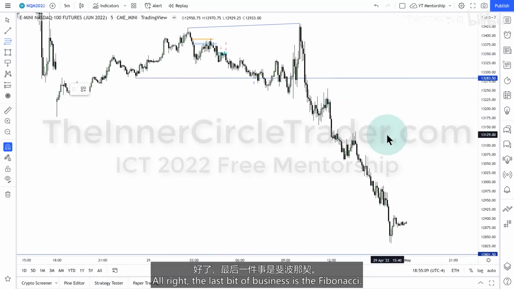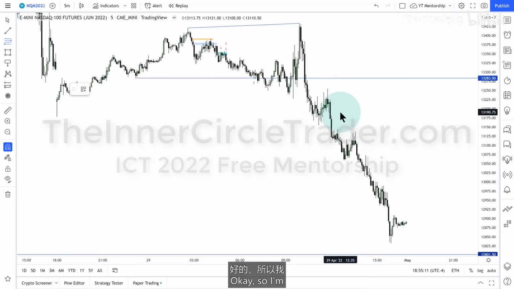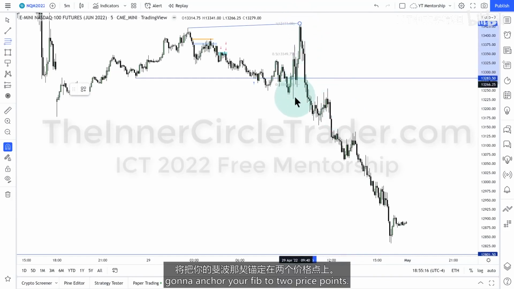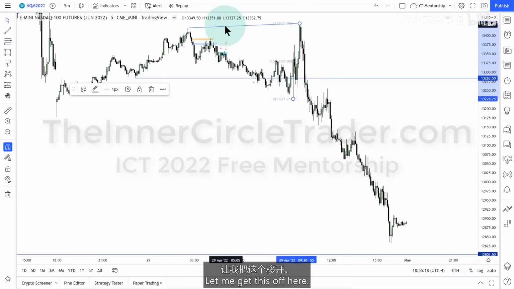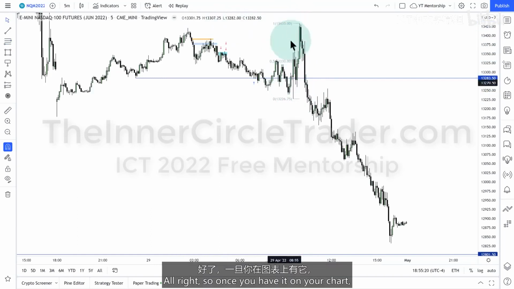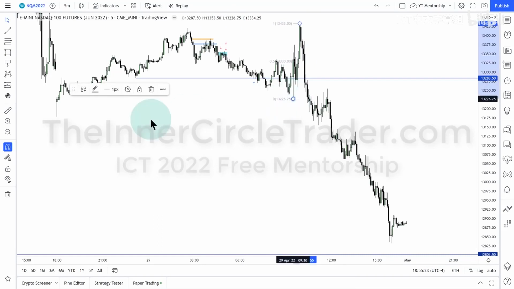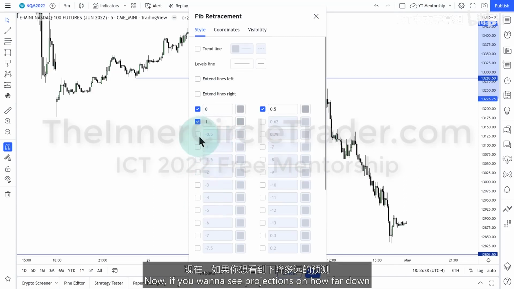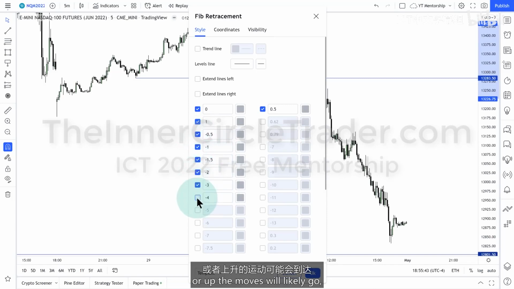All right, the last bit of business is the Fibonacci. I'm going to anchor your fib to 2 price points. Once you have it on your chart, highlight it and then go over to the little gear and go to style. These are the settings. All you do is go in, click the little box here, type in the numbers you see, just like I have here.